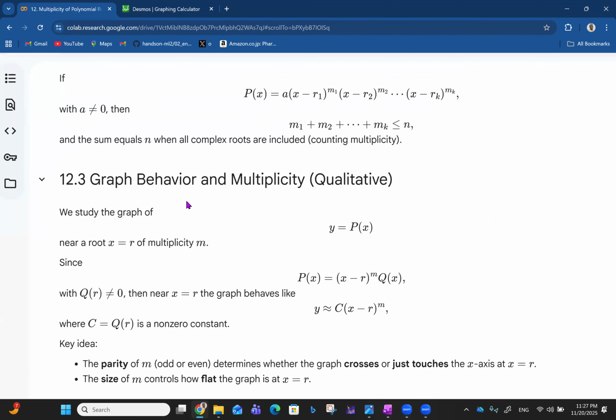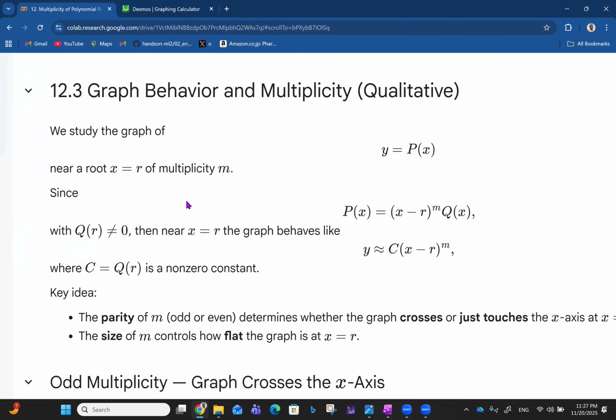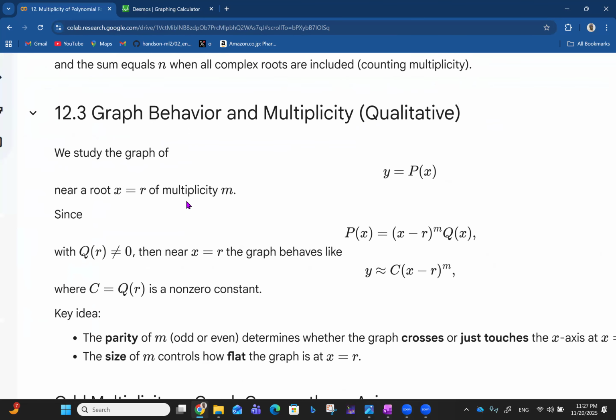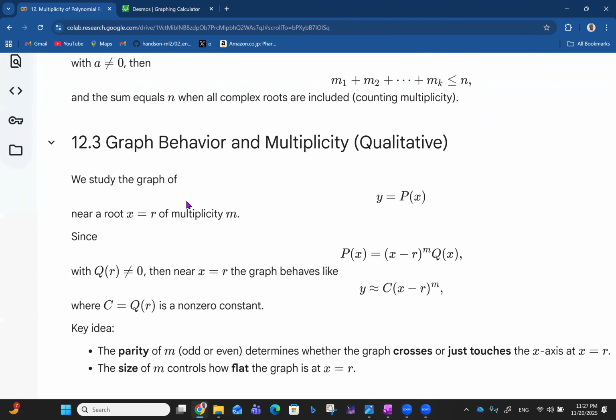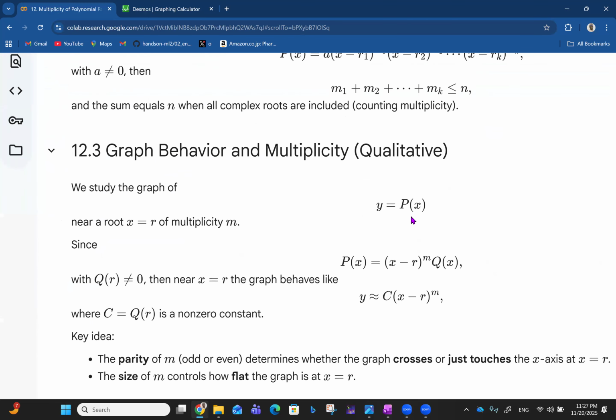Now, in 12.3 we talk about graph behavior and multiplicity. We're looking at it in a qualitative sense now. So we study the graph of y equals p of x, that polynomial, near a root x equals r of multiplicity m. Since p of x is equal to (x minus r) raised to m multiplied by a particular q of x, with q of r not 0, then near x equals r, the graph behaves like y is approximately c multiplied by (x minus r) to the m, where c equals q of r is a non-zero constant, right?